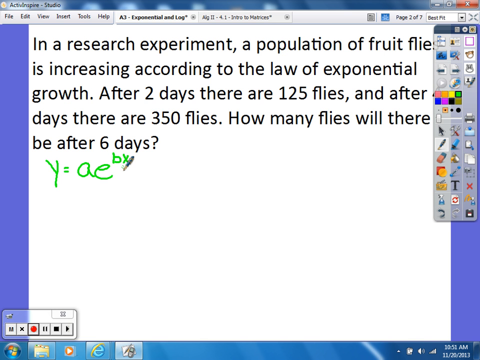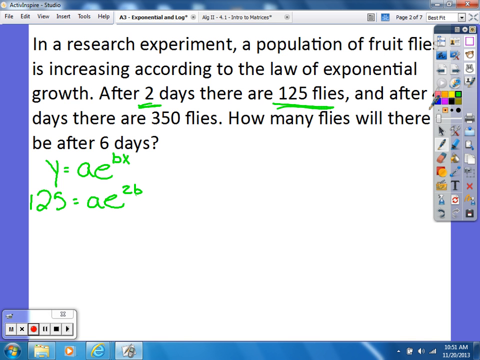Now, I do know a couple numbers. The 2 and then 125. 2 is the number of days, and 125 is the number of flies. So 125 goes right there: A e to the 2B. That make sense to everybody?